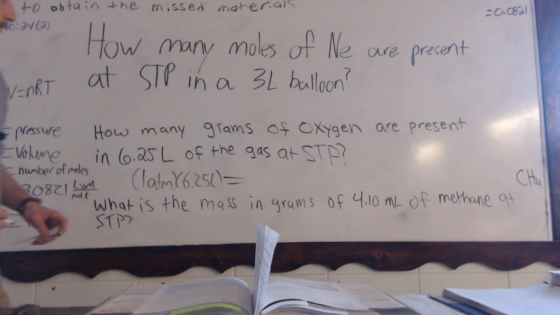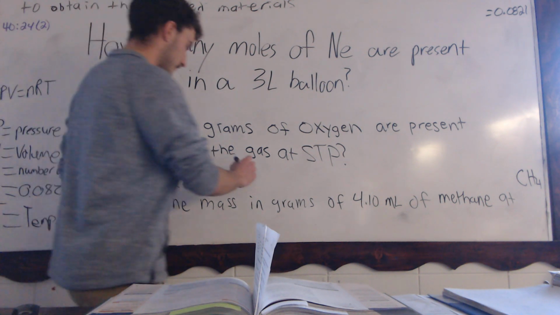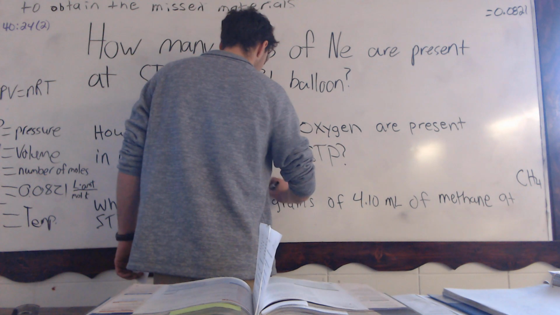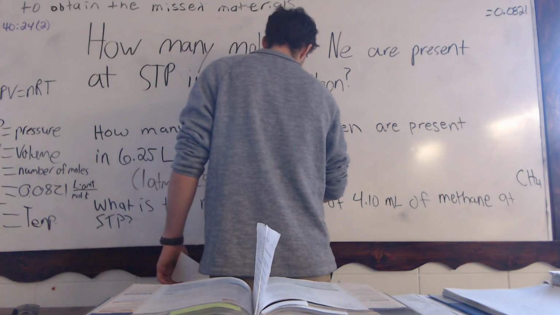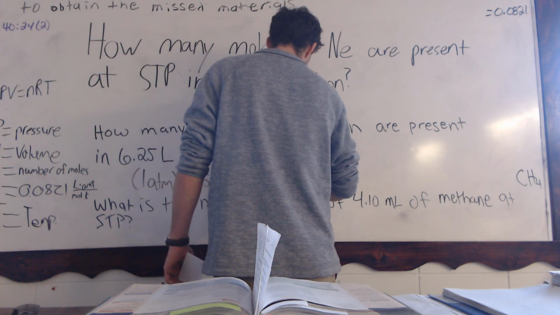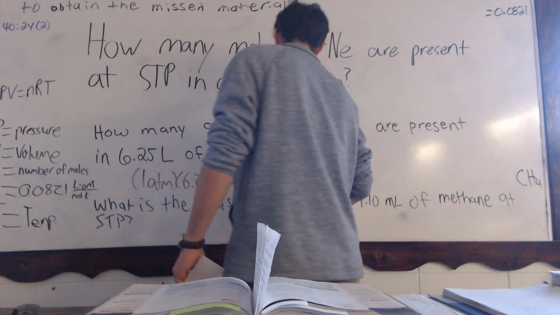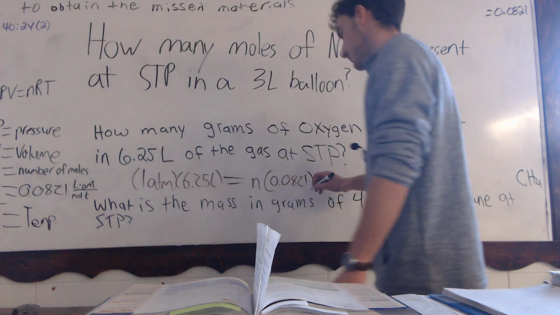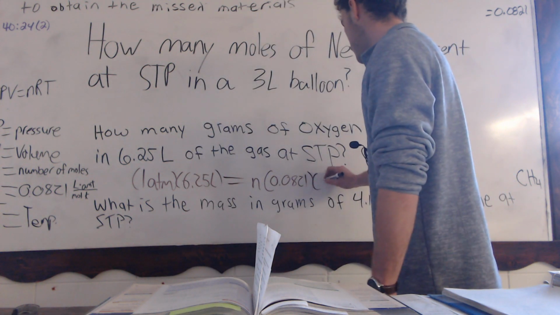Okay. What next? You probably have to put a question mark. You don't know that. R is what? You could just write 22.41. I could, and I'll probably start doing that after this one. And then, 273.